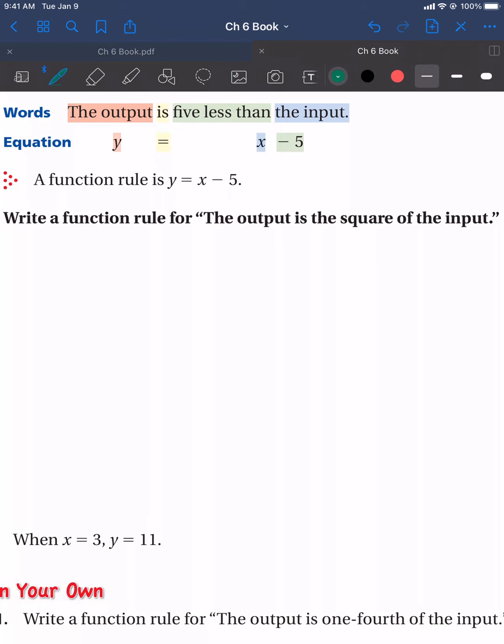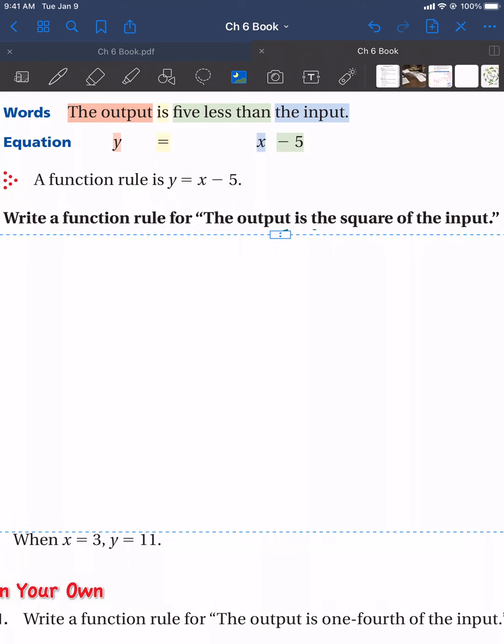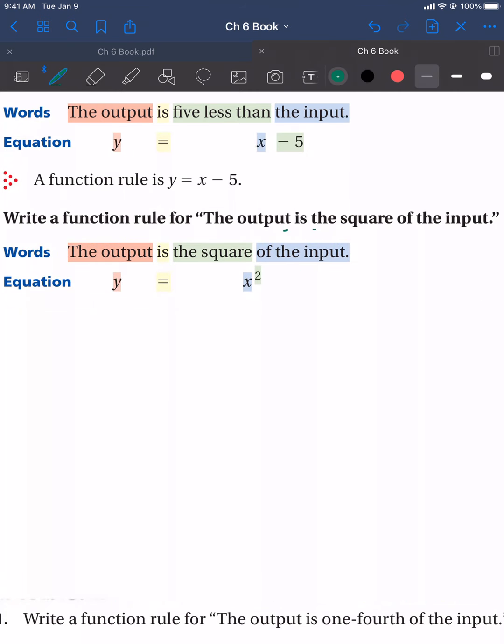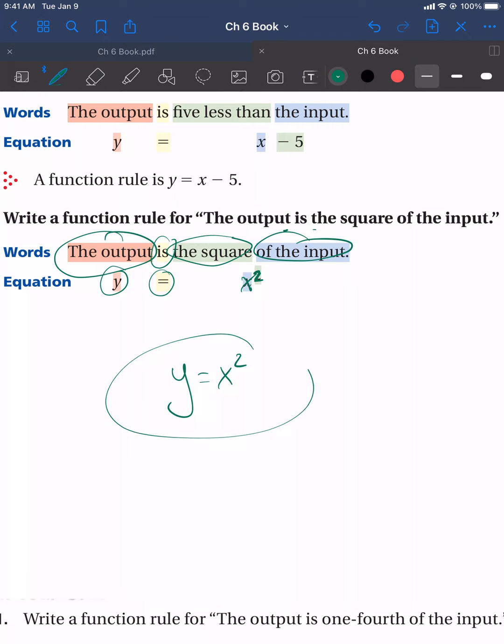The function rule for this, the output, which is our y, is, which is our equals, the square of the input. Input is our x. The square, what the heck is that? The square of the input. All that means is that if I had the output and I squared it, I should get the input, right? So let me erase this and I'll show you what they did on the answer. There you go. The output, which is y, is, which is the equals, the square, which is the squared, of the input. So my final answer would be y equals x squared. That's my function rule.